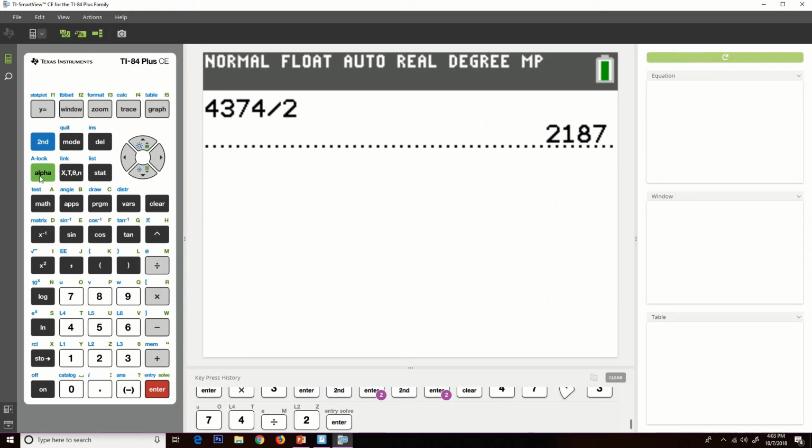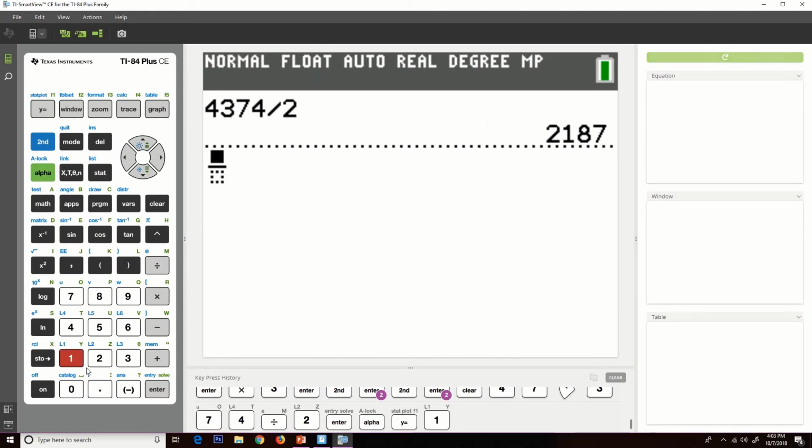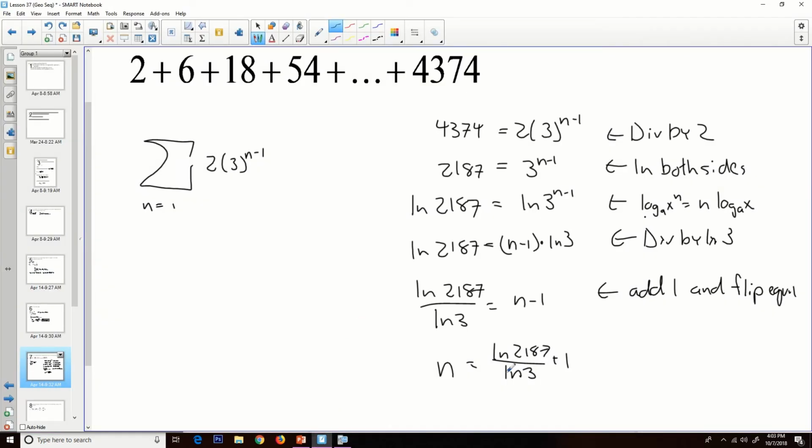So graphic calculator, alpha y equals gives me my fractions. I need the ln of what we had in that last one, so ln of 2187 divided by the ln of 3, and then we need to add 1 to that. And we hit enter in there. So there are 8 terms in that. This ends up being 8. That means that's our upper bound. Put a box around that and we are finished.